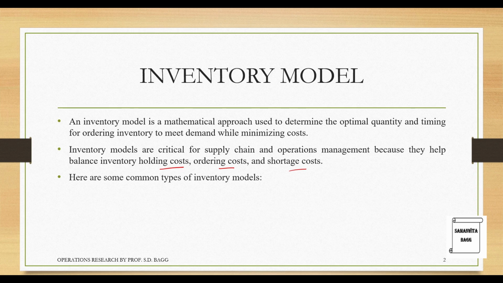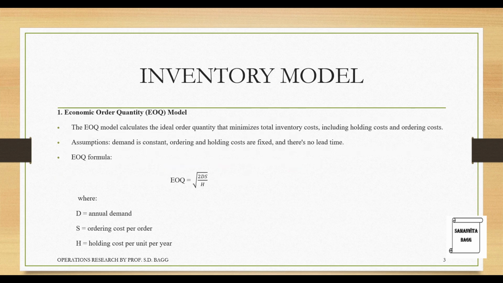Here are some common types of inventory models. The first one is called the economic order quantity. It is called the EOQ model. The EOQ model calculates the ideal order quantity that minimizes total inventory cost, including holding cost and ordering cost. So here you are going to decide what is the ideal order quantity such that you will reduce your total inventory cost of storage, be it your raw materials or finished products. Also, you will be reducing the cost of holding and ordering charges.